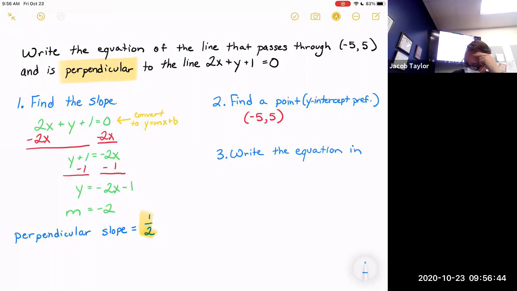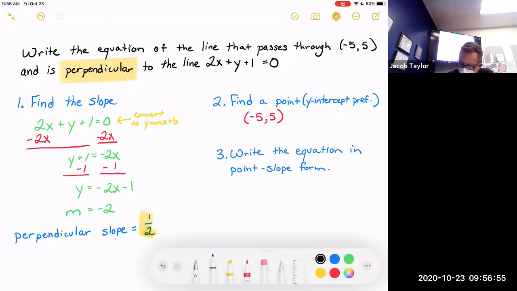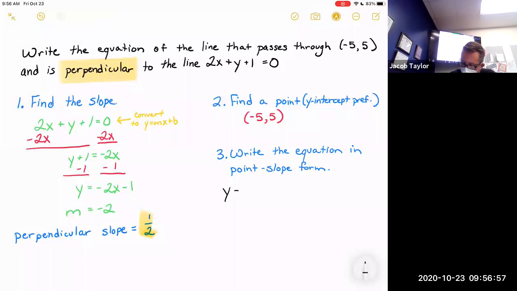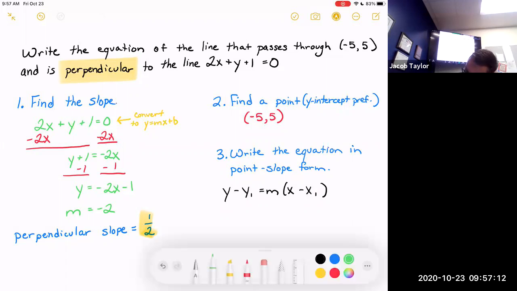in point slope form. So point slope form is y minus y1 equals m times x minus x1. It's an equation only a mother could love. Y minus 5 equals 1/2 parentheses x plus y.